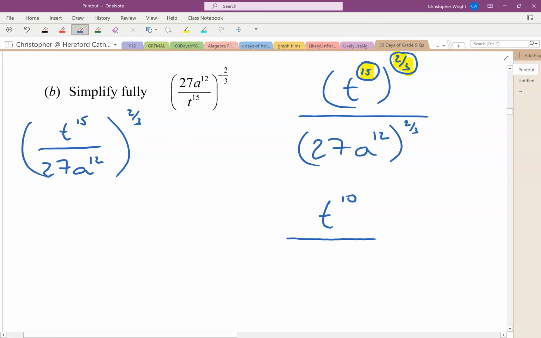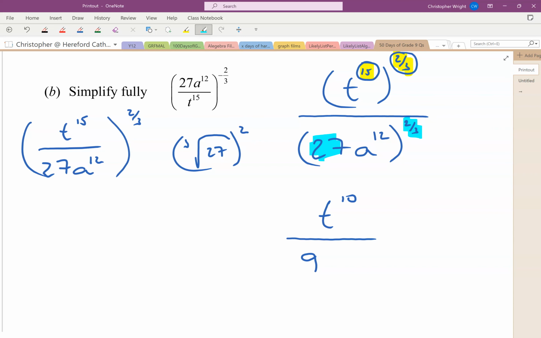Now the denominator, the bottom here, I've got 27 here to the power of 2/3. Well, that's going to be the cube root of 27 squared. So the cube root of 27 is 3, and if I square that, I get 9. So that was, let me write that down in case it makes it easier, the cube root of 27 squared. So the cube root of 27 is 3, square it, you get 9.